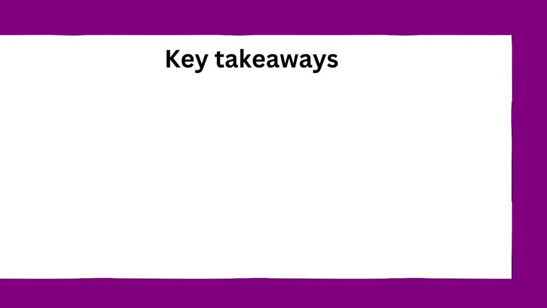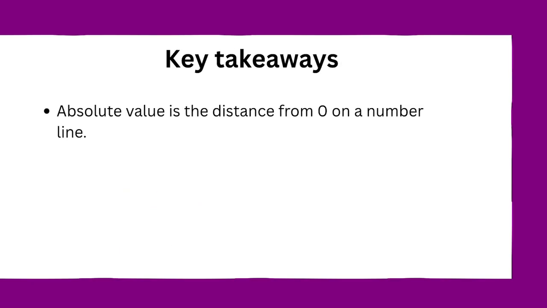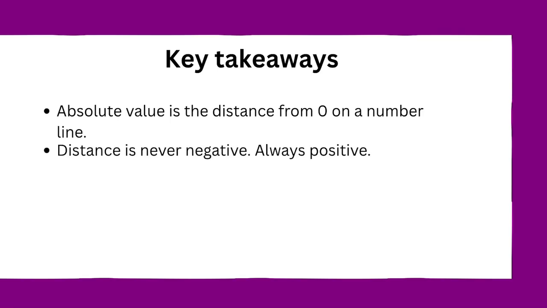Now, some key takeaways I do want to go over is that absolute value is the distance from 0 on the number line. We've seen that when doing our previous examples. So when I wanted to see how far this number is from 0, I did bunny hops, and that's distance. Those bunny hops were the distance from 0. Another key takeaway is distance is never negative. It's always positive. We did that in all of our examples. We made all of our answers into positives.